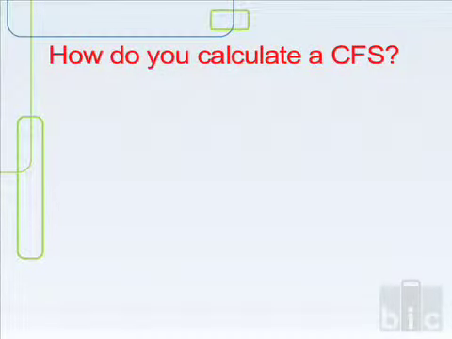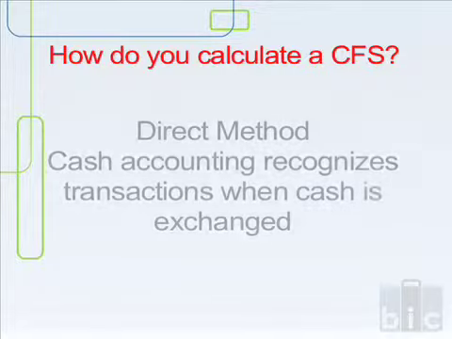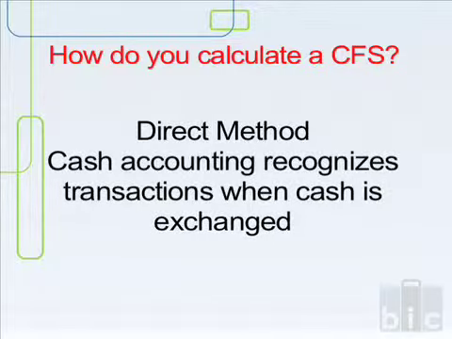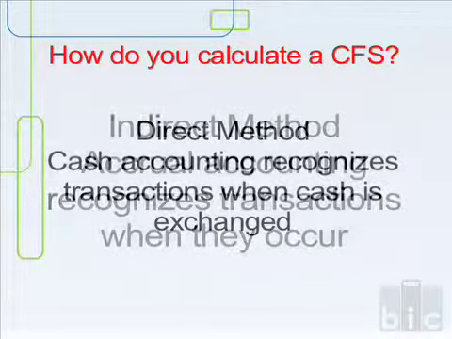How do you calculate the cash flow statement? There are two methods for calculating and reporting the net cash flow from operating activities: direct and indirect method. Under the direct method, you analyze your cash and bank accounts to identify cash flows during the period. This method uses cash accounting, which recognizes transactions only when there is an exchange of cash.